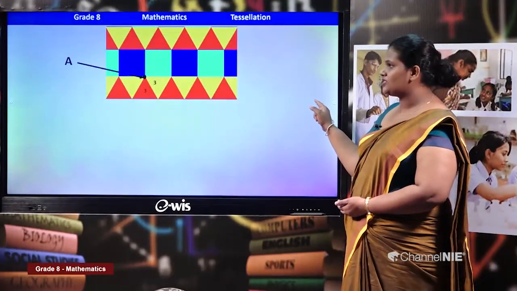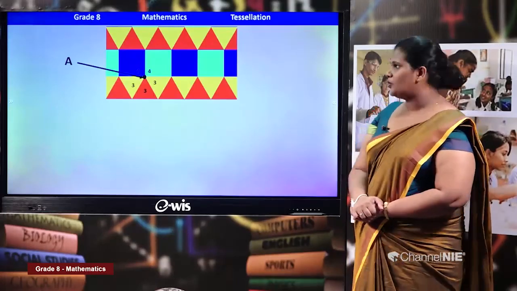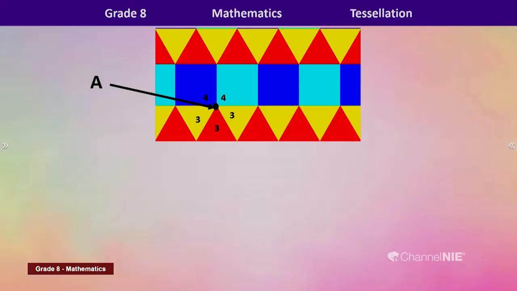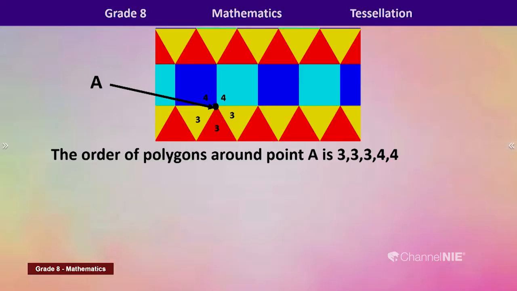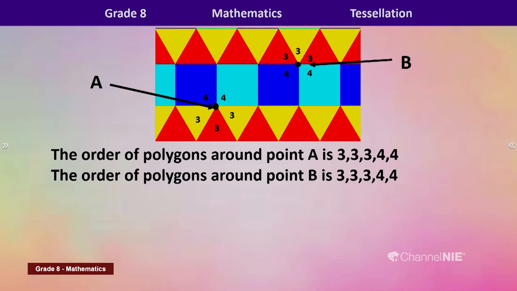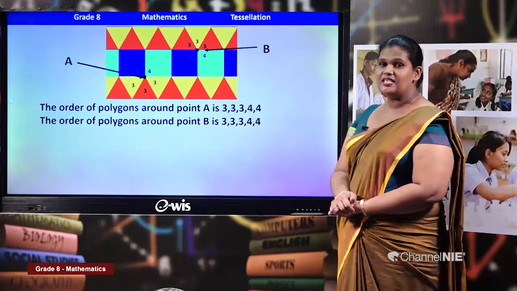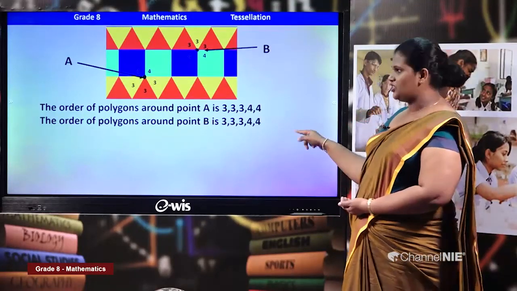Right. Now, these are some examples of semi-regular tessellations. We will quickly move on to the order of polygons there. Here, the order of polygons around point A is 3, 3, 3, 4, 4. So, when we mark another vertex point, once again, the order of polygons around point B is 3, 3, 3, 4, 4. So, the order is the same. Therefore, we can consider this as a semi-regular tessellation.